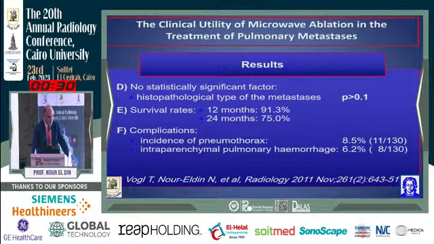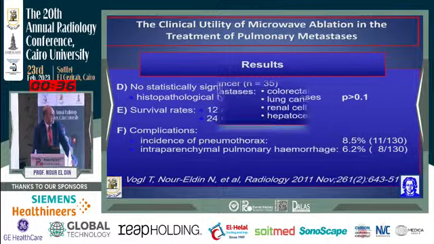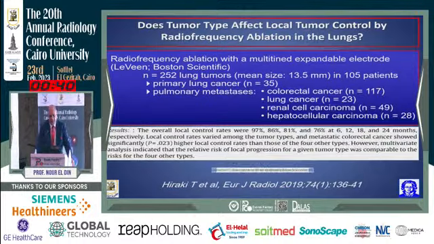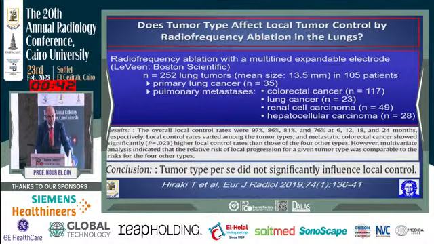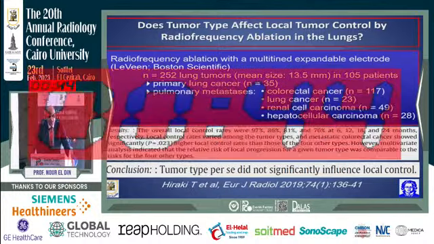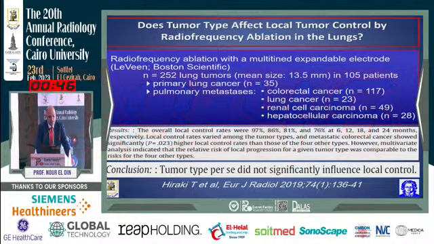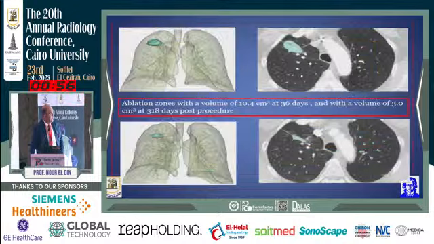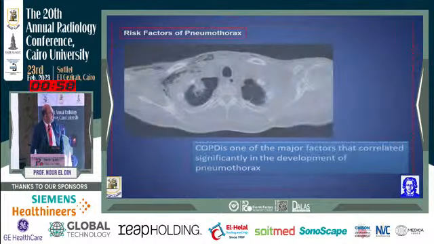Complications are pneumothorax, and the incidence was around 8.5%, and pulmonary hemorrhage, which is a self-limited complication. Also, Hiraki et al. in the European Journal of Radiology in 2019 showed in the results regarding the ablation that the local tumor control was around 97% in the first year, and it's not hampered by the histopathology of the tumor. This is another example of different lesions.